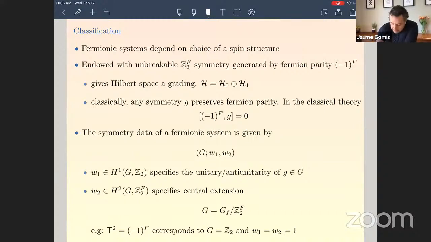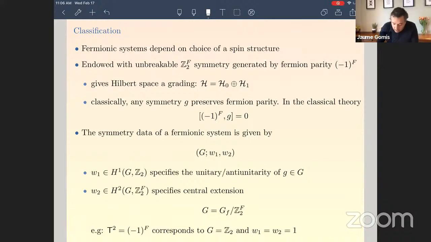Good. So I already said what G was. W1 is again telling us whether the symmetry is unitary or anti-unitary. We have to specify that for each symmetry. And W2 is a way of encapsulating the fact that -1 to the F is central. It commutes with all group elements. So G essentially tells us that the full symmetry group of the problem, which is G_F, is a Z2F central extension of some other group G. Equivalently, G is the quotient of the group of symmetries of the fermionic system by the central Z2F generated by fermion number.